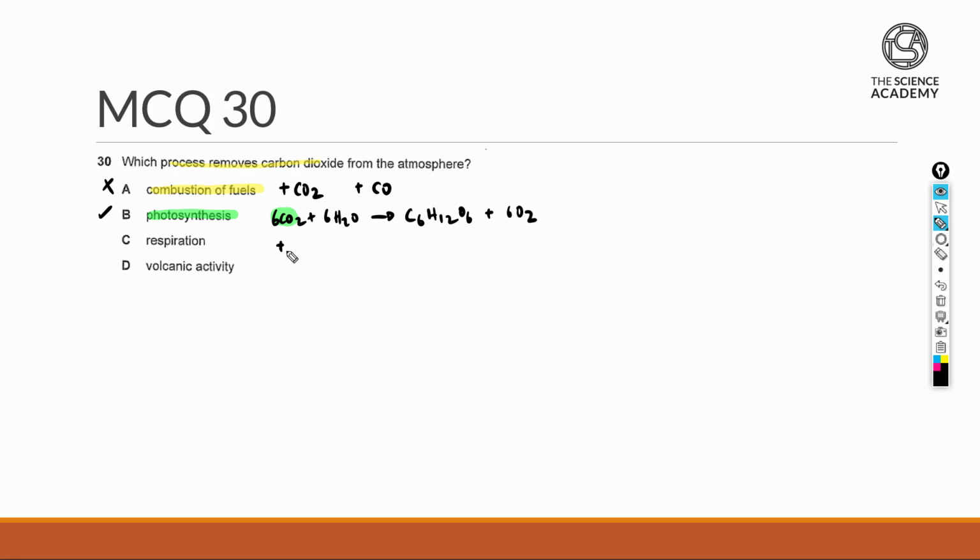It releases carbon dioxide into the atmosphere. Volcanic eruption doesn't remove carbon dioxide and very seldom adds carbon dioxide, but the main thing it adds to the atmosphere is sulfur dioxide. So this is totally unrelated to what the question is looking for. B will be the answer for this question.